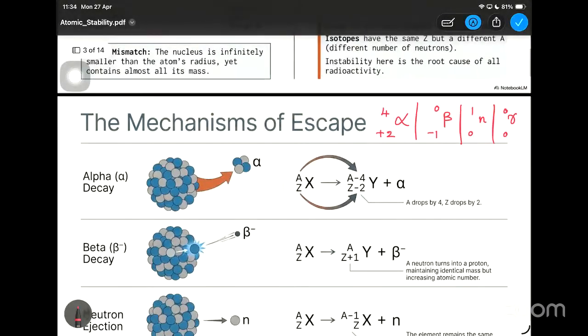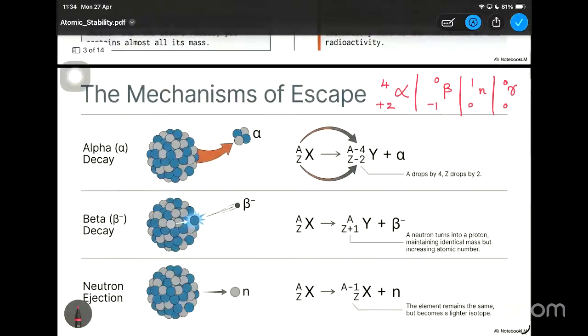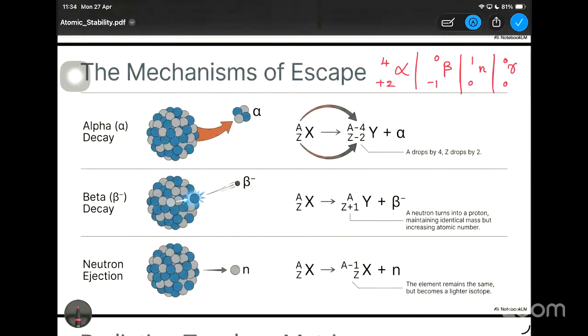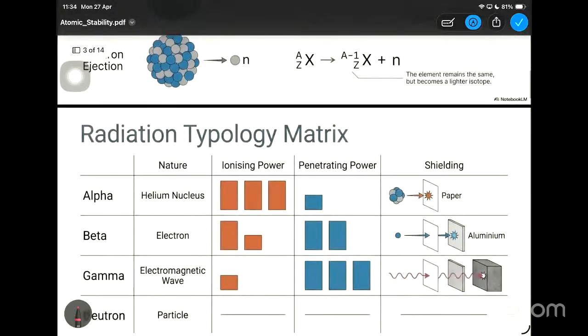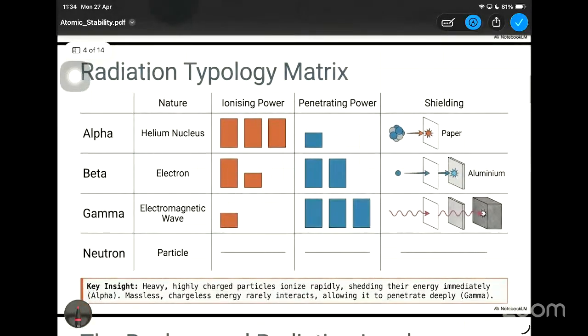Otherwise, there are so many particles, right? And there are so many equations to be memorized. So that is not practical, right? So better to remember the core particles and their symbols, right? That's enough, right? Then you can easily get the final product from these ejections, right?